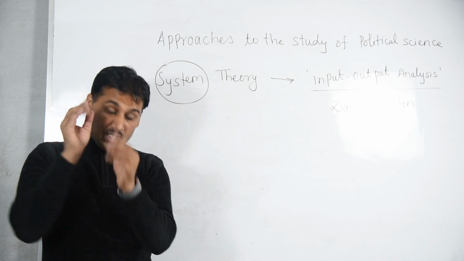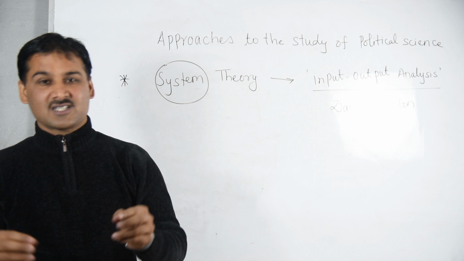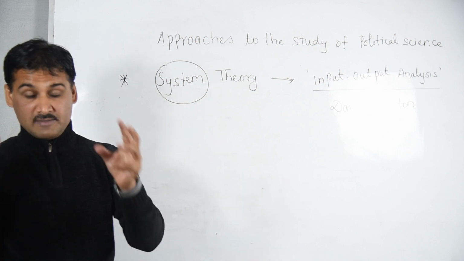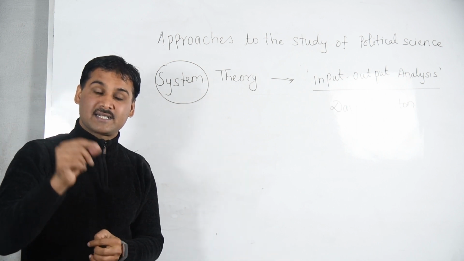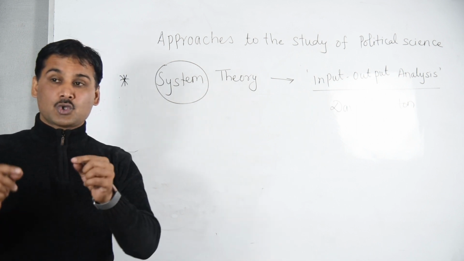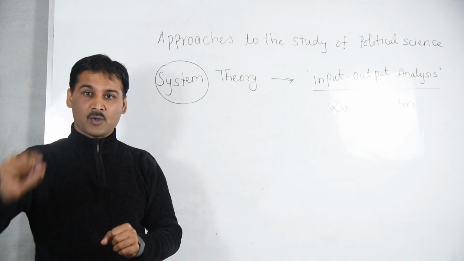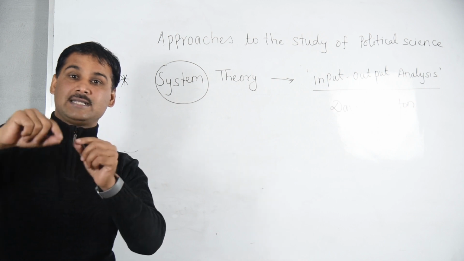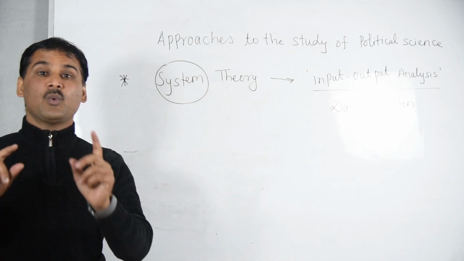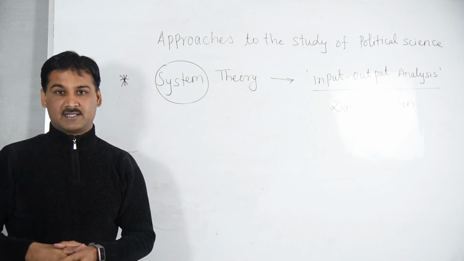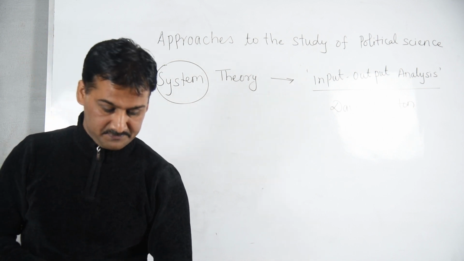And the second is, making one policy only doesn't make sense. That needs to be implemented, that needs to be obeyed. So the system must ensure whether the policies that were made were implemented or not. These two major functions were important, as per Easton, for a political system to survive.